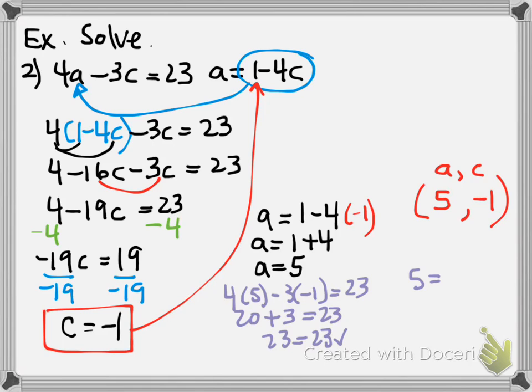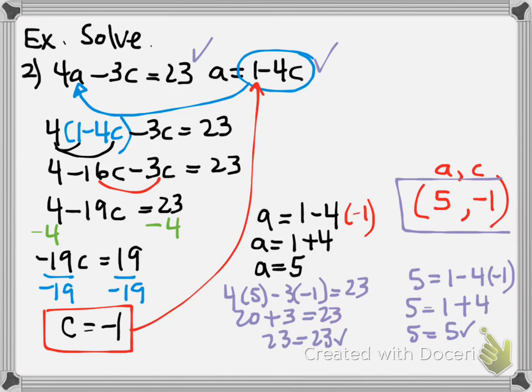Is 5 equal to 1 minus 4 times the quantity negative 1? So is 5 equal to 1, negative times a negative is a positive 4, and I get 5 equals 5. So I have actually satisfied both equations, which verifies that, yes, (5, negative 1) is my solution.